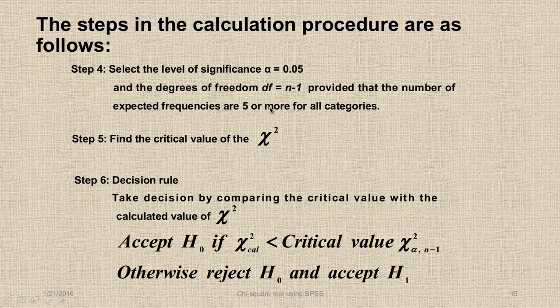And finally at step 5, we will find the critical value of the chi-square at this particular level of significance, alpha equals 0.05, and then the final step, compare this critical value with the calculated value of chi-square. Now if the calculated value is less than the critical value, accept H0, otherwise accept H1.